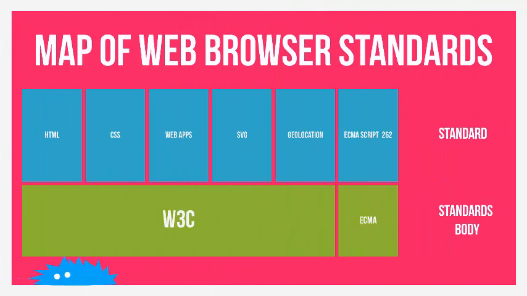So when it comes to web standards, there are really two standards bodies that count. We've got the W3C and ECMA. W3C look after HTML, CSS, web apps, SVG, geolocation, to name a few of them, and ECMA look after JavaScript. When you're working with modern standards, there are a few websites that can help. So here are a few of my favorites. The first being one which we develop ourselves.